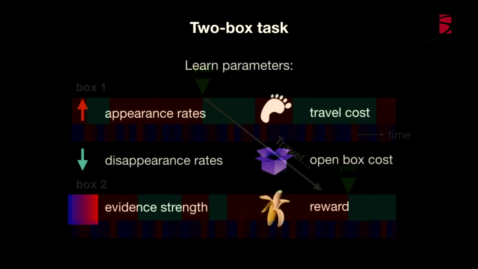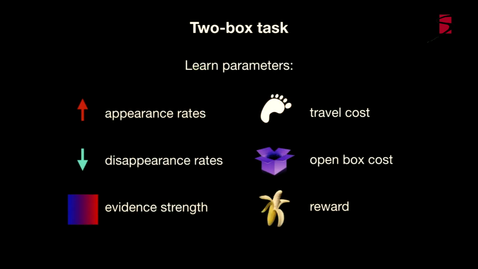Okay. Now we're going to do this inverse POMDP thing, where we have the two-box task, and we're going to learn the parameters. What are the parameters? Well, we have the appearance and disappearance rates of the food. We have the strength of the evidence. That's the reliability of the color cue. You have the cost of traveling between the boxes, the cost of opening the boxes. Pushing the button a lot of times can get tiring. And then all of that's expressed in units of banana or reward, whatever your reward is.